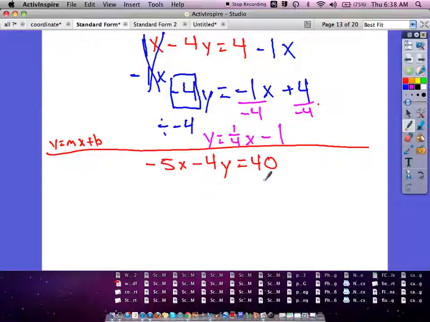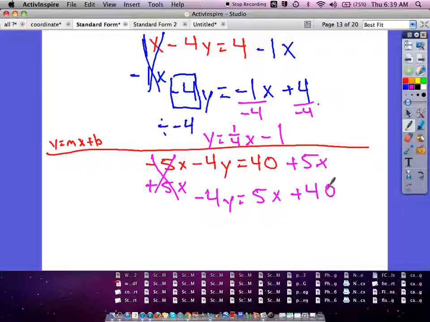For the second one, we'll start the same way. We'll do the opposite here. We've got negative 5x. So the opposite of that would actually be plus 5x. Okay. So we'll do plus 5x over here. So now we've got this left. I'm going to rewrite that so my slope is first. 40 is positive, so it's plus 40.